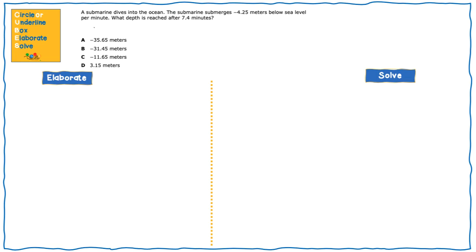Please read the question with me. A submarine dives into the ocean. The submarine submerges negative 4.25 meters below sea level per minute. What depth is reached after 7.4 minutes?